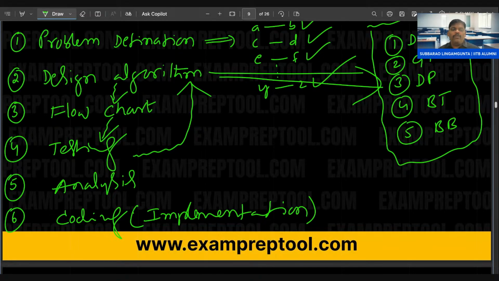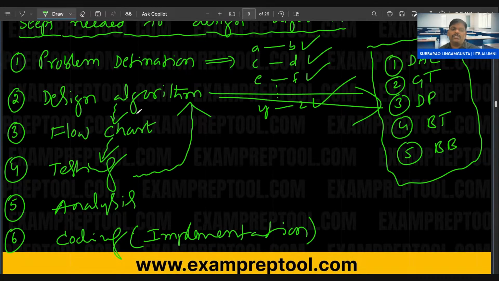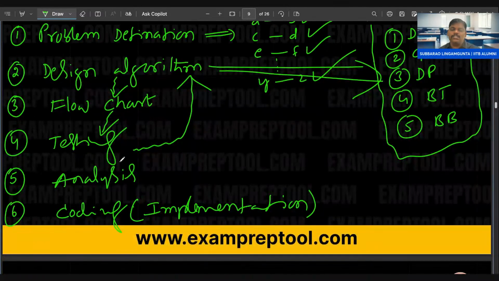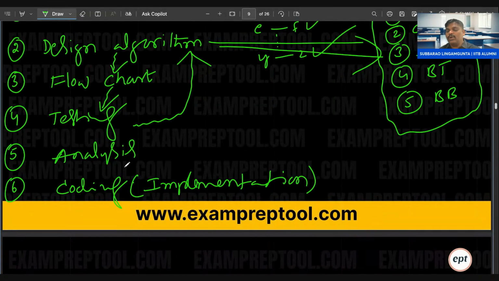Right? I hope everyone is fine now. Analysis followed by coding, which is also called implementation. Right? Problem definition, designing algorithm, flow chart, testing, analysis, coding. So you may say, sir, what is the analysis? So remember, 4 steps are completed means everything is perfect. But the thing is, analysis you have to do before going to coding.